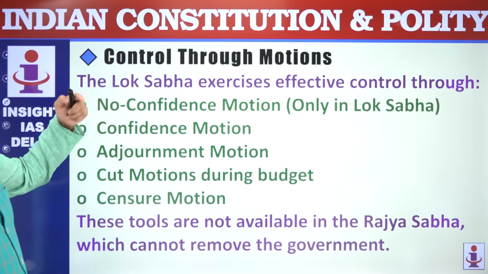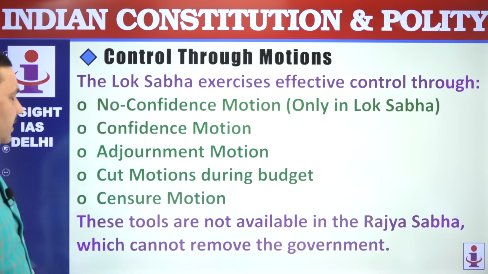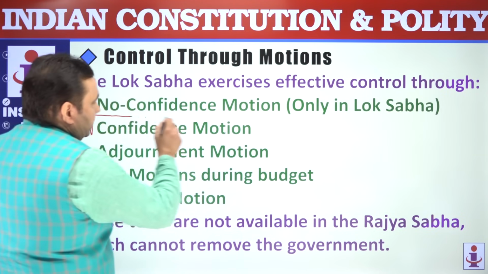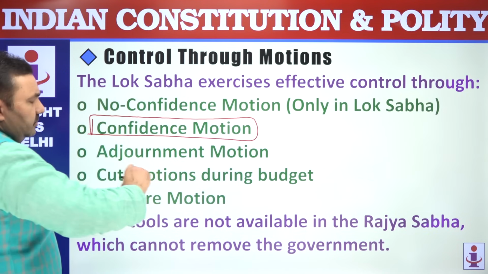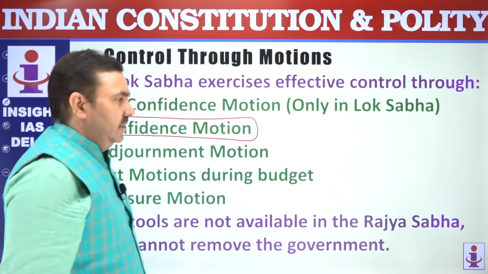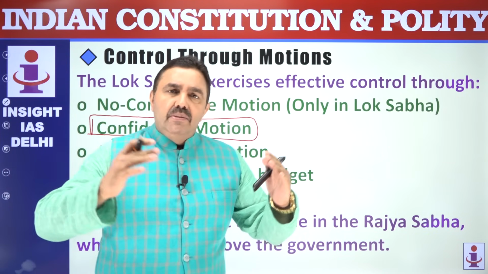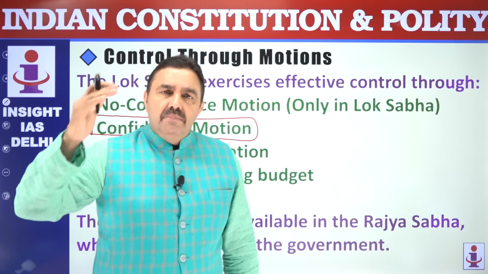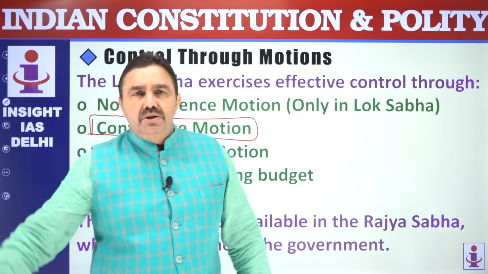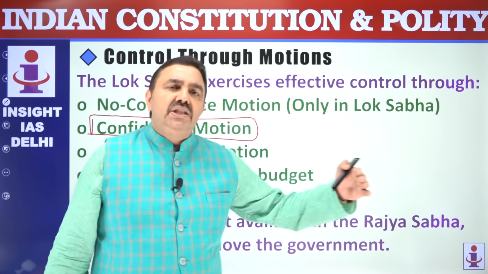So Lok Sabha can pass or adopt a no confidence motion. At times governments will have to seek a confidence motion. A confidence motion is moved by the ruling party or the government. A no confidence motion is moved by the opposition for the same purpose. The purpose is the same, but whether it is a confidence motion or a no confidence motion depends on who initiates it.